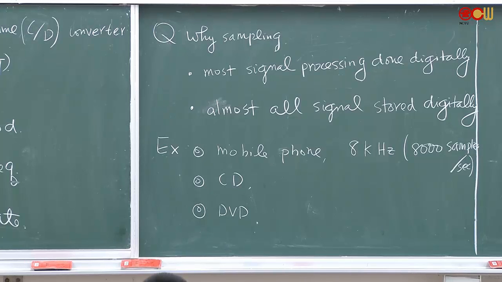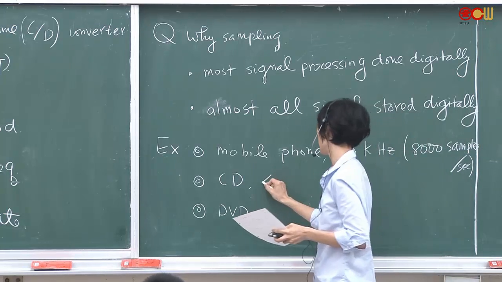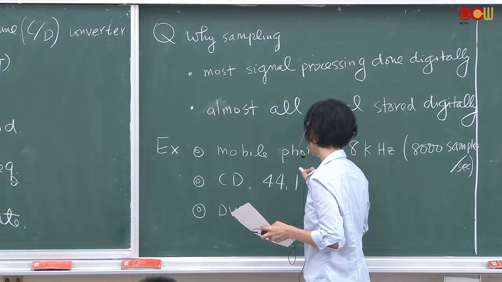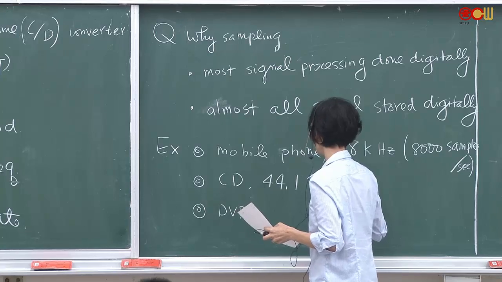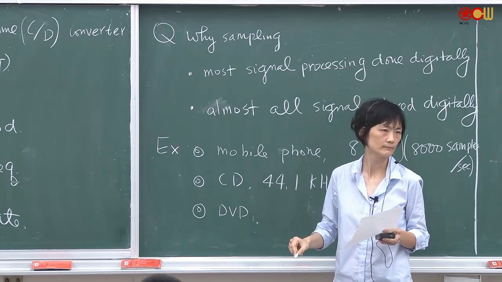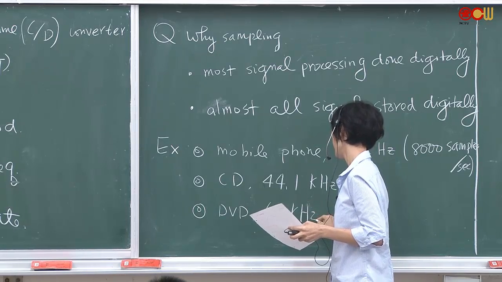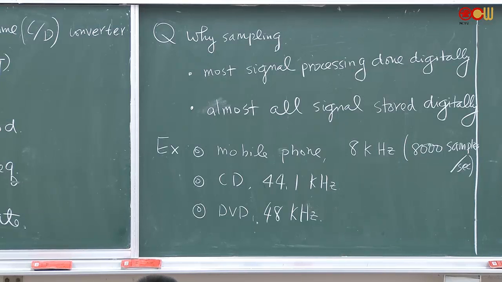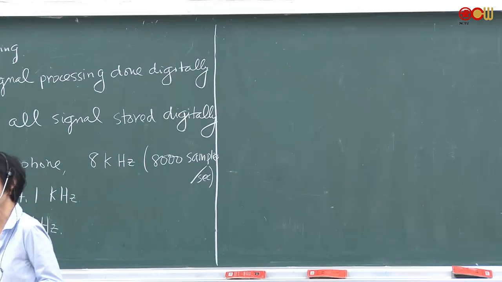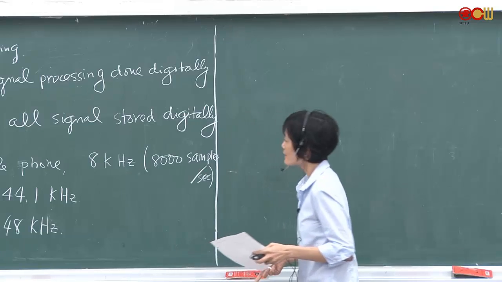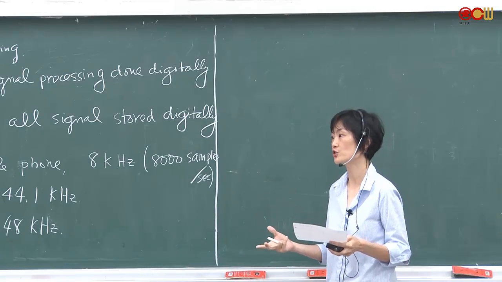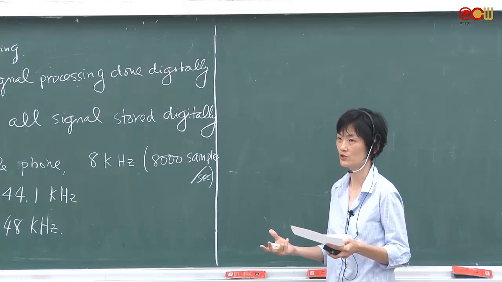How about CD? Do you think it's going to be faster or slower than 8 kHz? Faster. Yes, indeed. It's 44.1 kHz. And DVD is a little higher too, 48. So for different signals, we have different sampling rates. Why do we need a different sampling rate? For quality, that's very good. You want to keep the original.